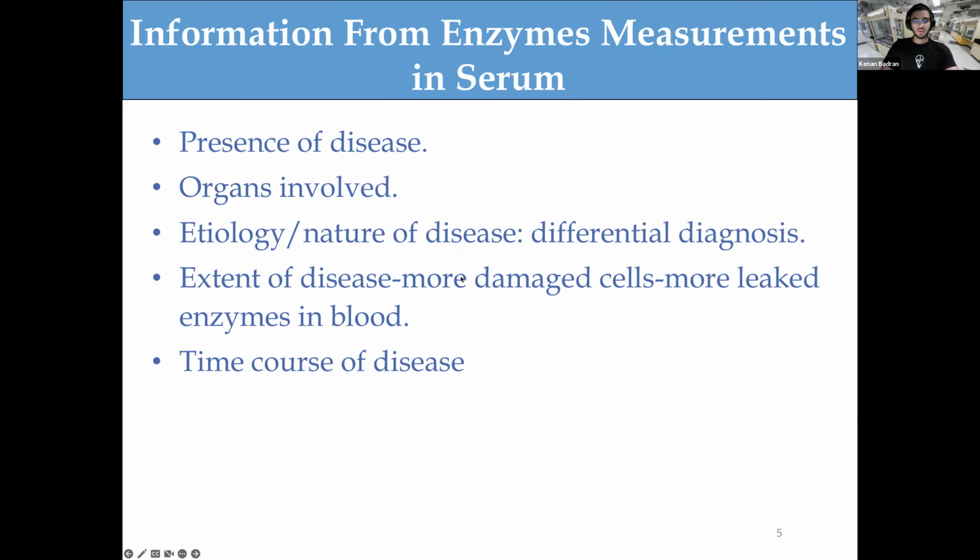And the extent of disease. Obviously, when there's more damage, let's assume a certain enzyme can be identified if released during trauma. So if there's a larger amount of enzymes in the blood, it means you were more traumatized, so there is more leakage from cells. And obviously the time course of disease, this is especially important when we talk about cardiac enzymes, because that will tell us when the MI occurred, and I'll go into more detail about that later on.